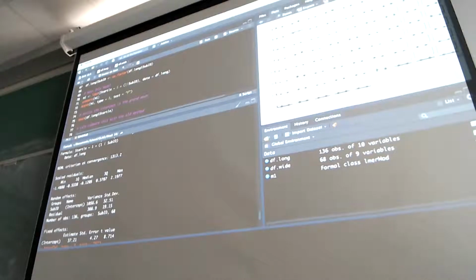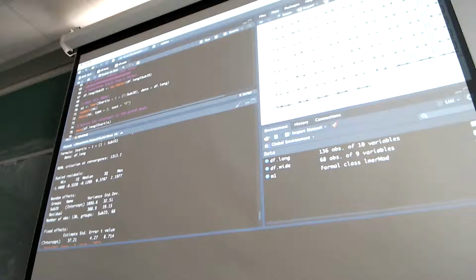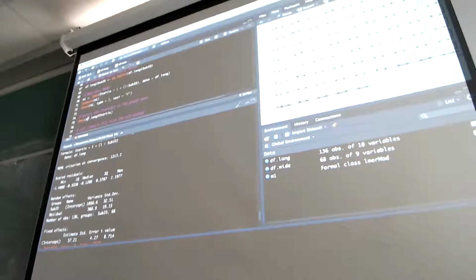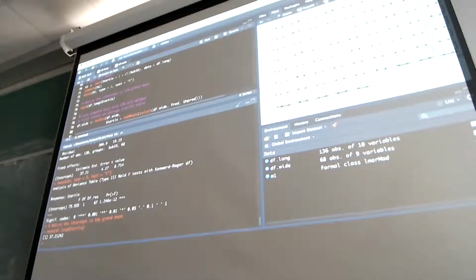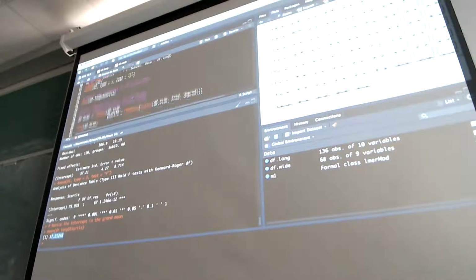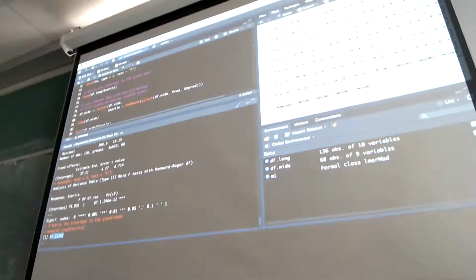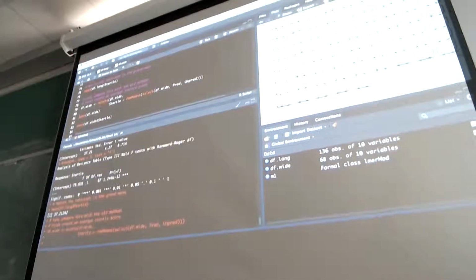So what is that value? What does that represent? It's the grand mean. If we look at the mean of all the startle responses, we can see that the grand mean, sure enough, is 37.21.